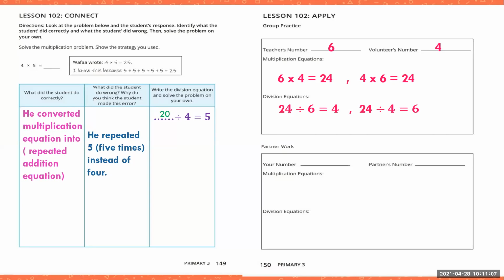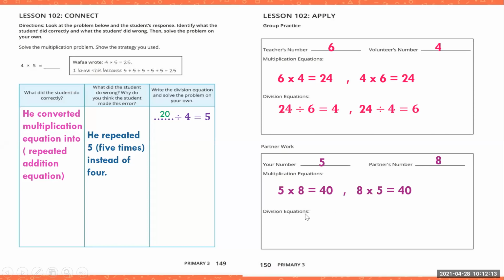Okay? I'll give you other numbers, and I want you to find the multiplication equations. I have 5 and 8. Can you multiply them together? Mustafa, can you tell me the multiplication equation for 5 and 8? 5 times 8 equals what? 40. Excellent, Mustafa. So we can write 5 times 8 equals 40 and 8 times 5 equals 40. They are commutative property equations.